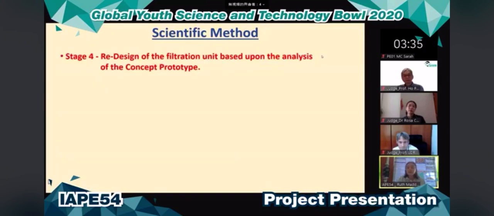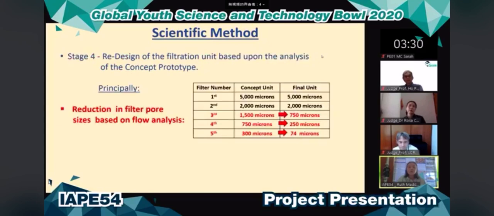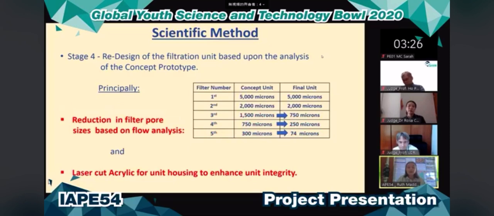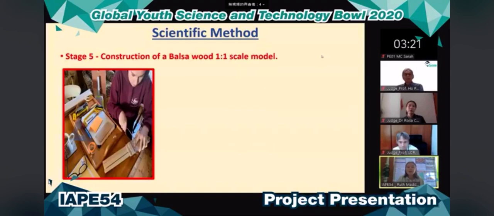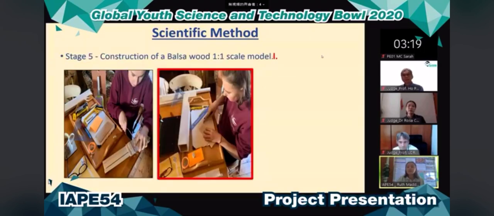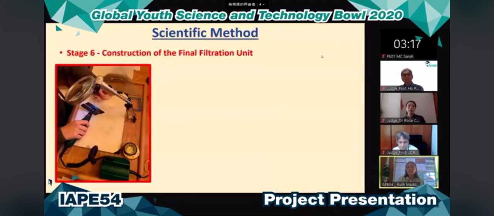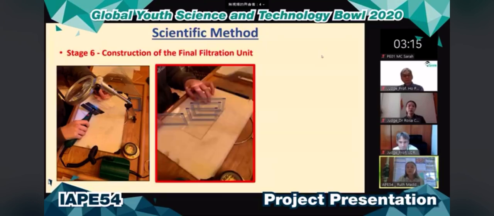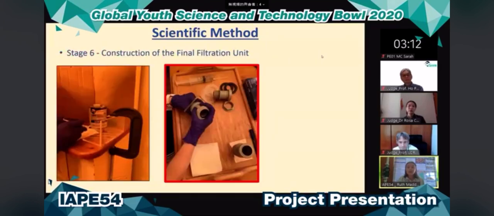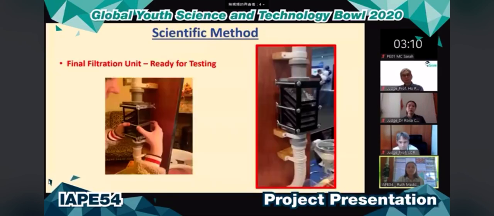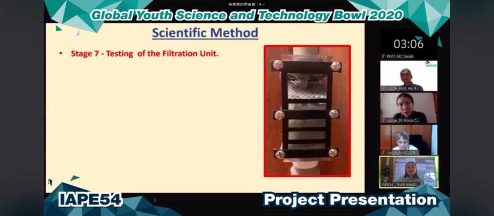Stage 4, the redesign of the filtration unit based upon the analysis of the concept prototype. Principally, reduction in filter pore sizes based on flow analysis, and laser cut acrylic for unit housing to enhance unit integrity. Stage 5, the construction of a balsa wood 1:1 scale model. Stage 6, the construction of the final filtration unit as indicatively shown in the following images. Here we can see the final filtration unit ready for testing. Stage 7, testing of the filtration unit.